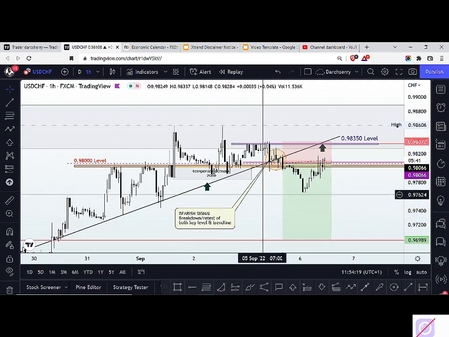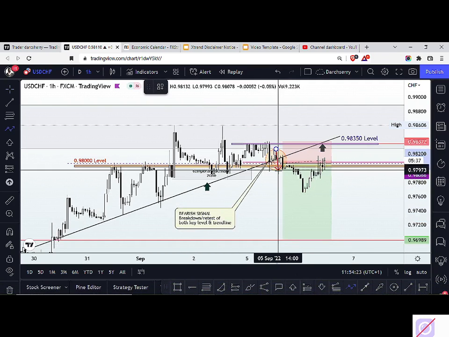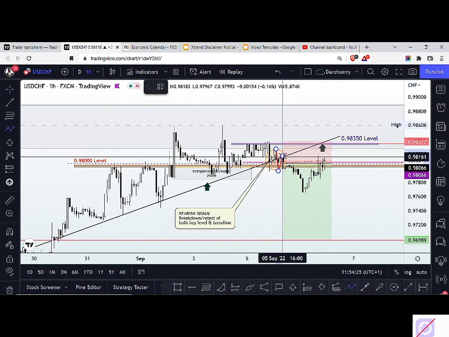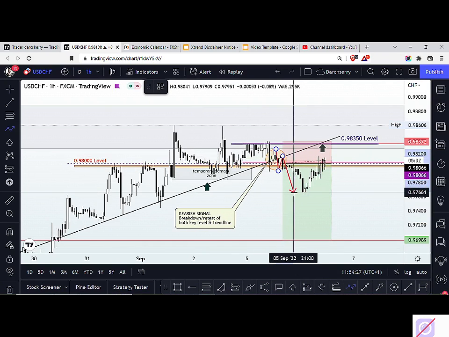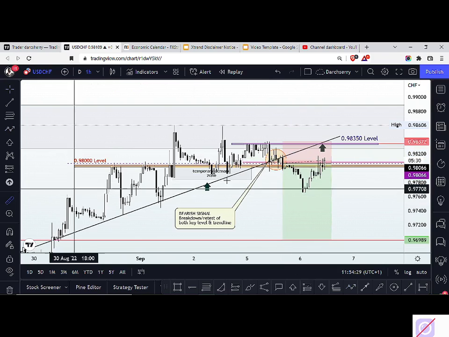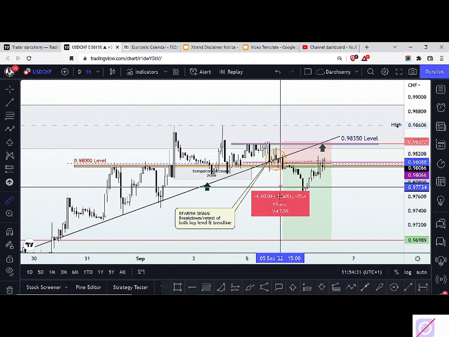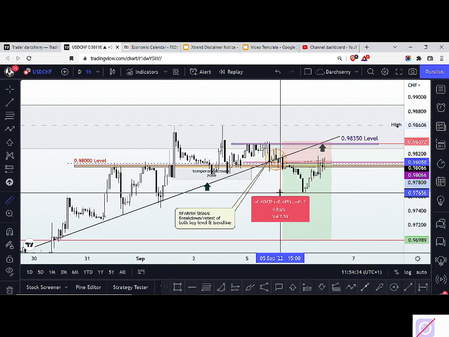Let me drop this like this. So I saw this move. Price came down, retested, and then we saw the move to the downside from here. Price moved about 20 pips in that direction. Okay, about 40 pips in that direction.